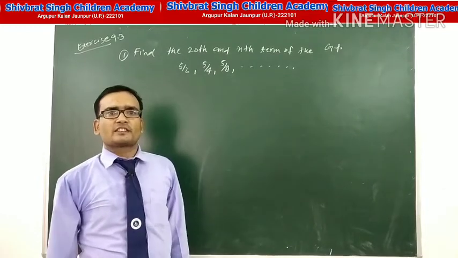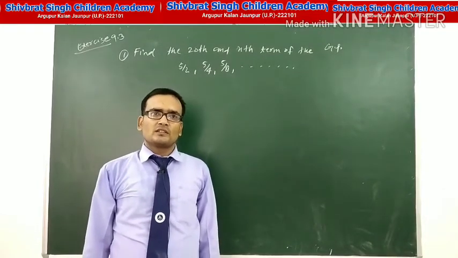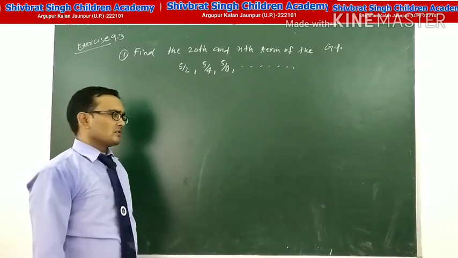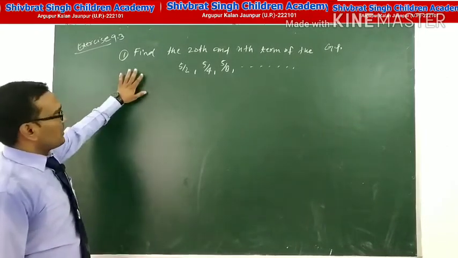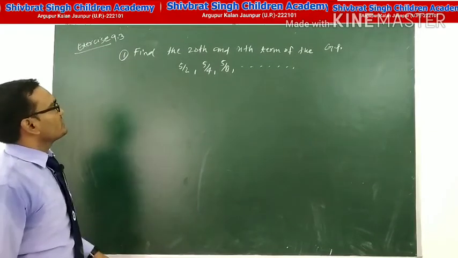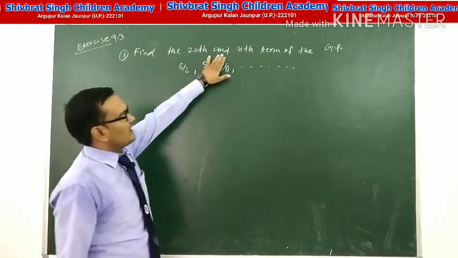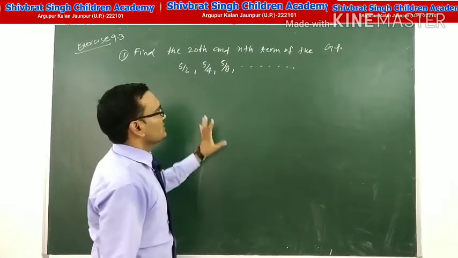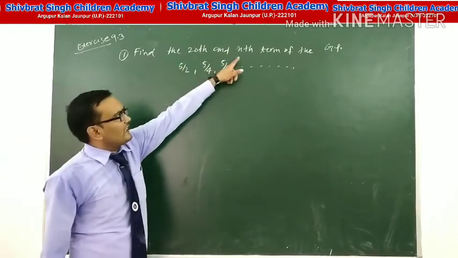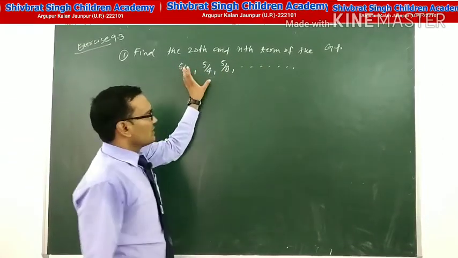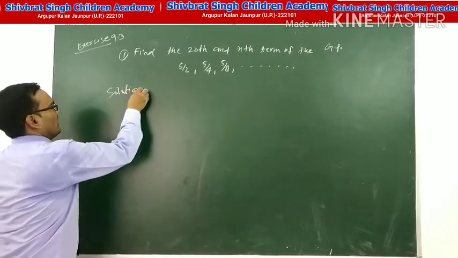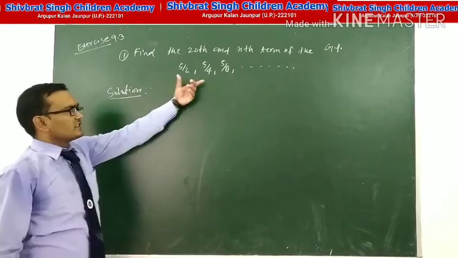In a previous lecture, we learned about the relationship between the arithmetic mean and geometric mean. Today, we will solve NCERT exercise 9.3. Question first: find the 20th and nth term of the GP. We find the 20th term and nth term of this GP.